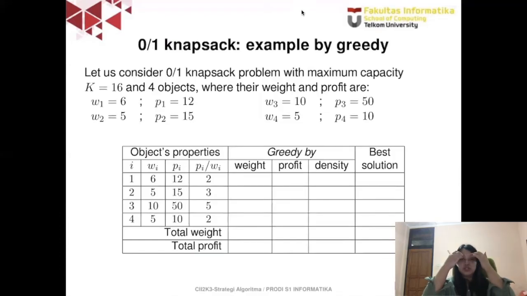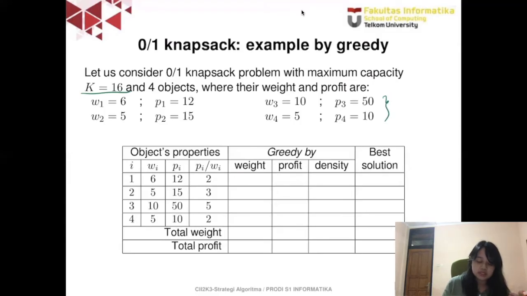Let's go straight to the example. Here we have one knapsack of maximum capacity 16, and we have four objects that have their own weight and also profit. Now let us consider greedy by weight. Recall the selection function for greedy by weight is we want to choose the lightest item first.